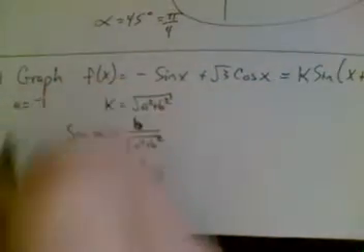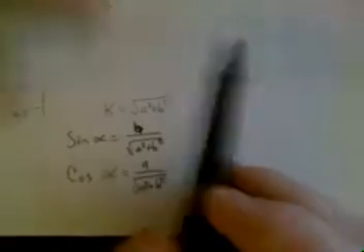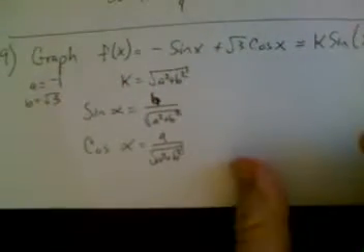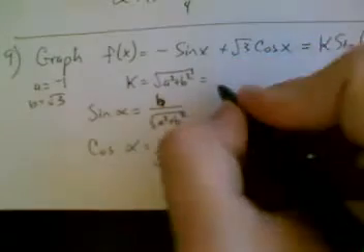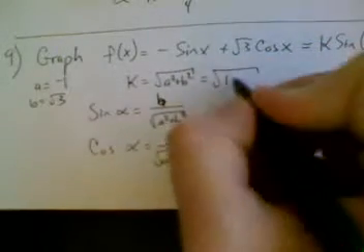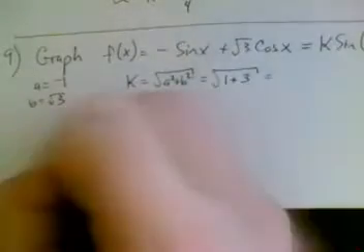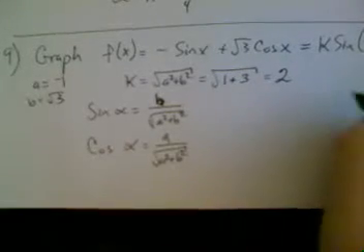Okay, comparing it to my identity, a being with the sine, b being with the cosine. So a is negative 1 and b would be radical 3. Okay, let's plug those in. That means I'm going to have this as the square root of 1 plus 3. Again, squaring a negative 1 gives me positive 1, squaring a radical 3 gives me 3. So that's the square root of 4, which is simply 2.